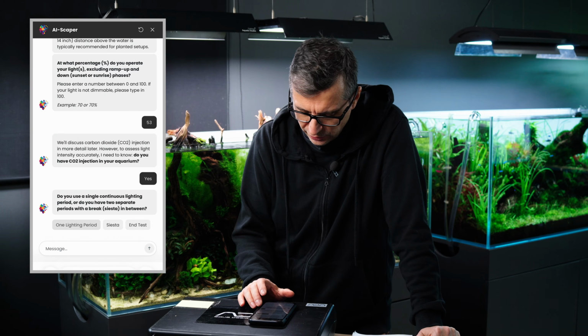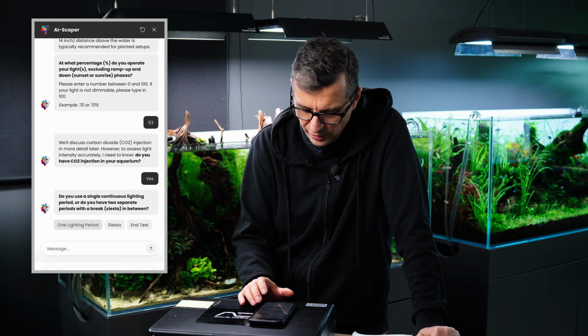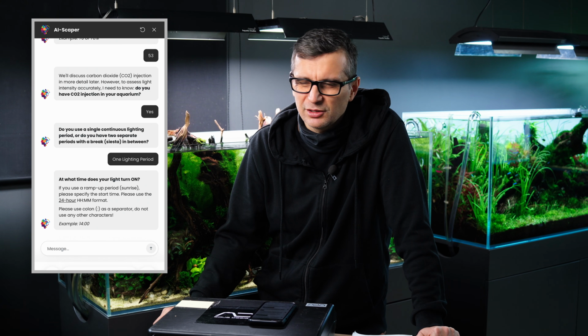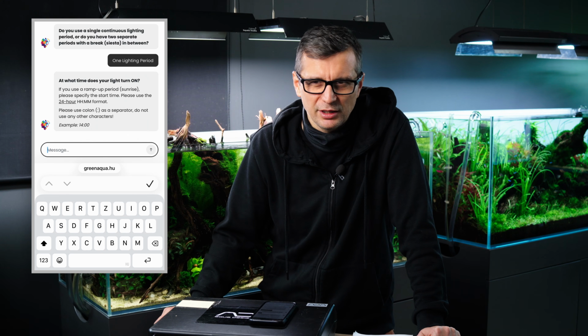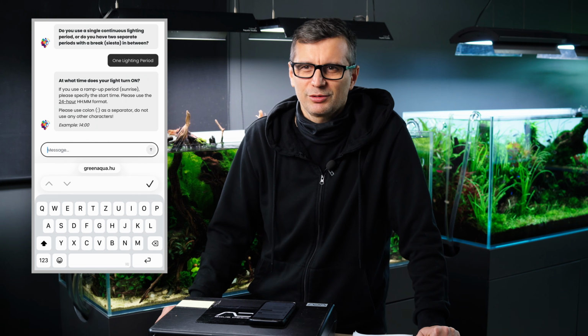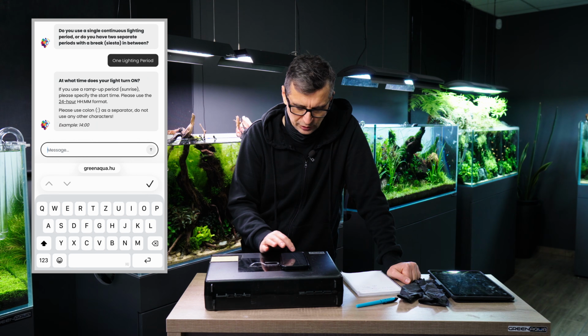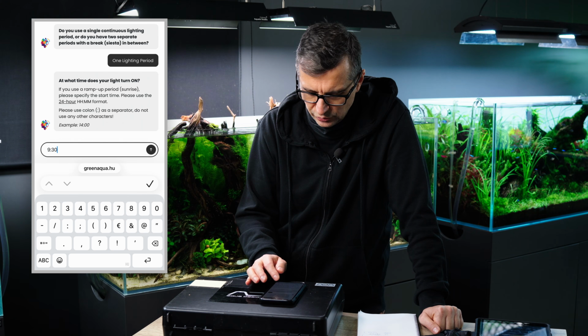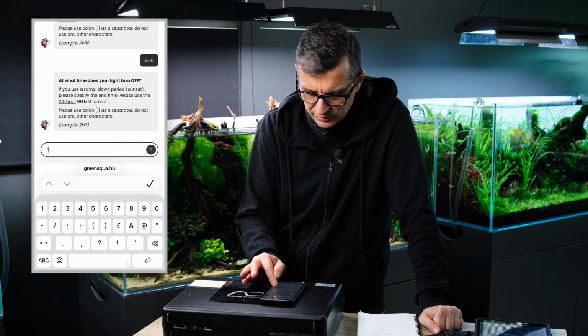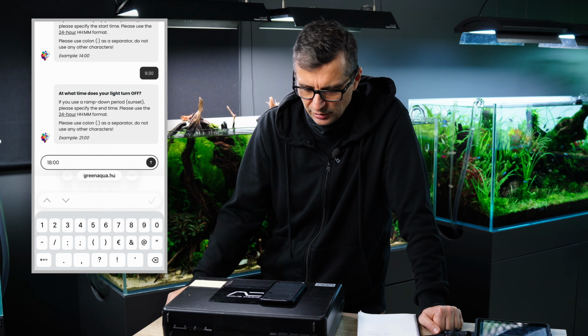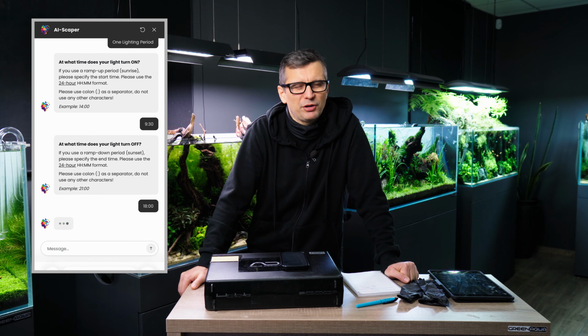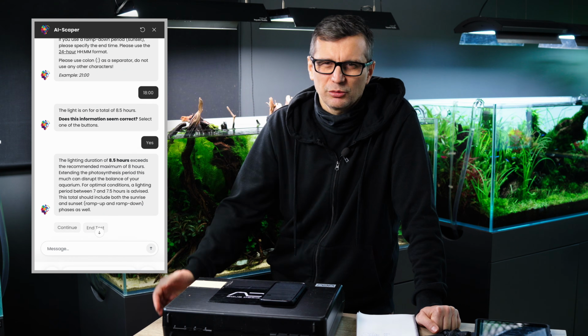Okay, do you use a single continuous lighting period, or do you have a siesta? Having a siesta is not a good idea. In nature, you don't have a siesta. The sun comes up in the morning and goes down in the evening. It will go on at 9:30 and turn off at 18 because that's when the gallery closes. The fact is that the ideal lighting period is between 7 to 8 hours, so this is a little bit more than that.